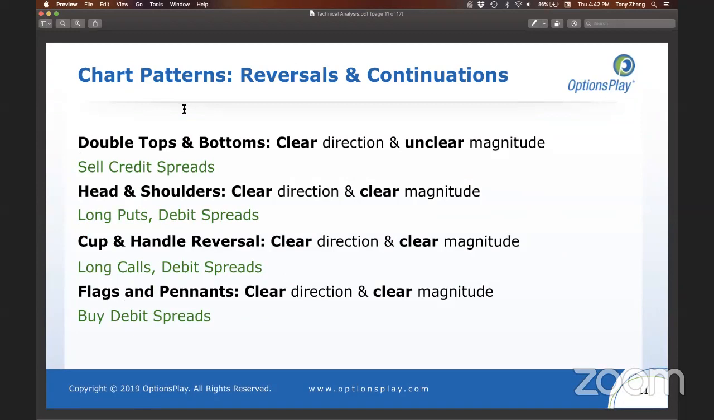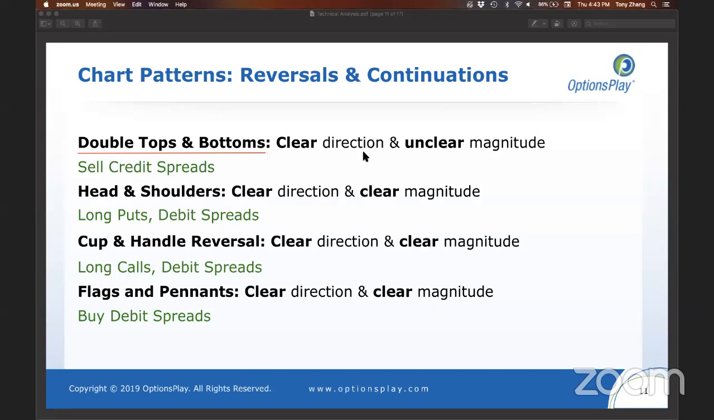Next, let's take a look at chart patterns and reversals. So a lot of people like to use different types of chart patterns. Now, the thing about chart patterns is that they tend to be a little bit more subjective. Head and shoulders, double tops, double bottoms, and things like flags and pennants, cup and handles, those tend to be even a little bit more subjective. I think double tops are probably the least subjective, double tops and bottoms.